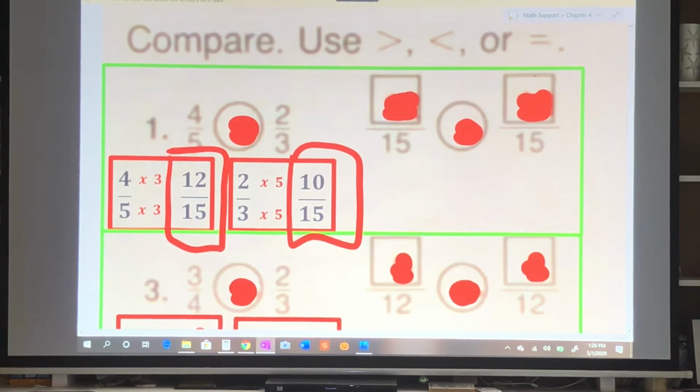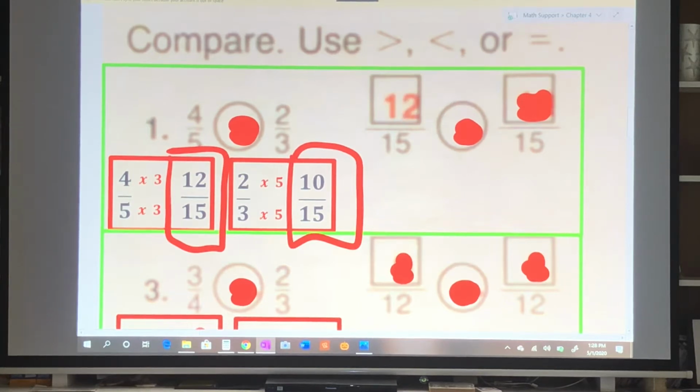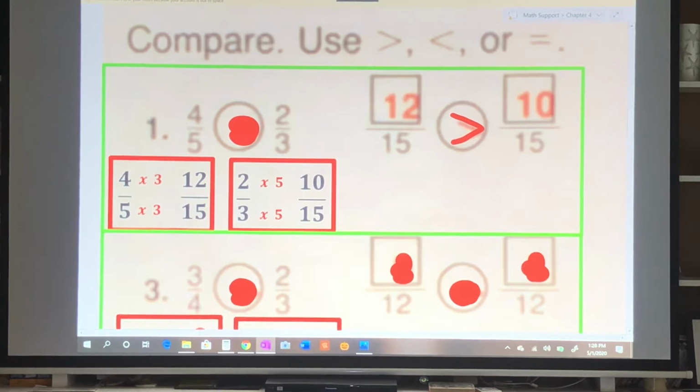And that's what they have up here. Let's take a look at these. So I've got 12 fifteenths and 10 fifteenths, greater than. 12 is greater than 10. That only works when your denominators are both the same. So therefore, they went back to the original numbers. 4/5 is greater than 2/3. And 4/5 as a decimal is 0.8, and 2/3 is about 0.6666666. So 0.8 is bigger than 0.6, or even if you rounded it to 0.7, it's still larger. So your answer is greater.